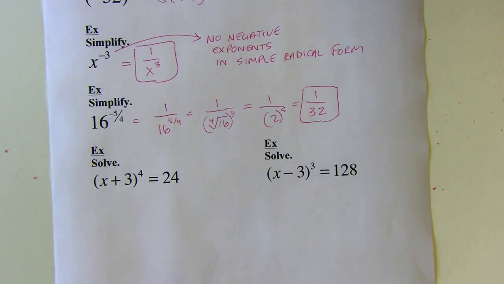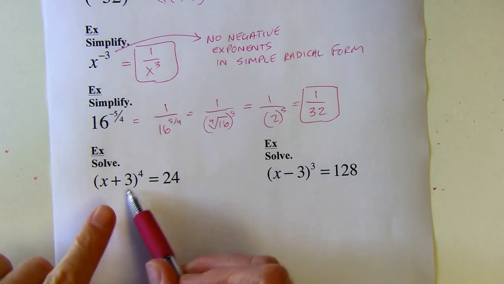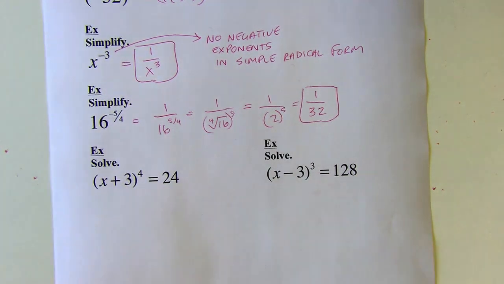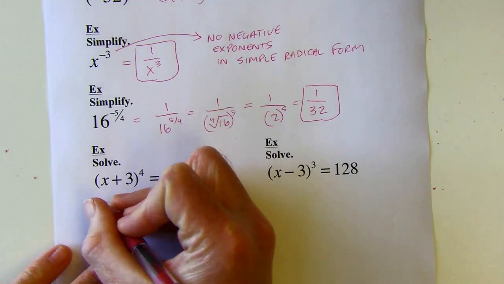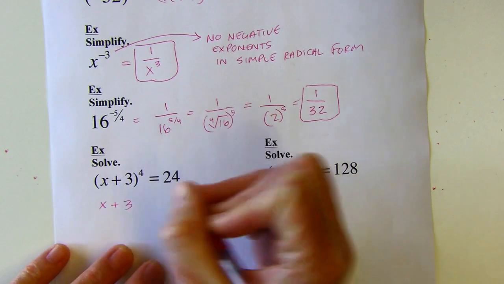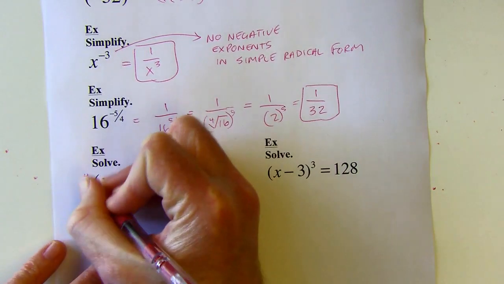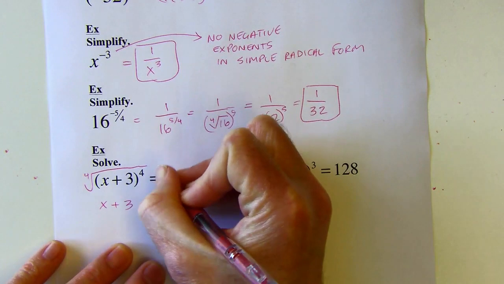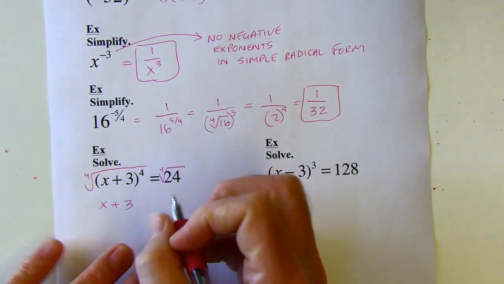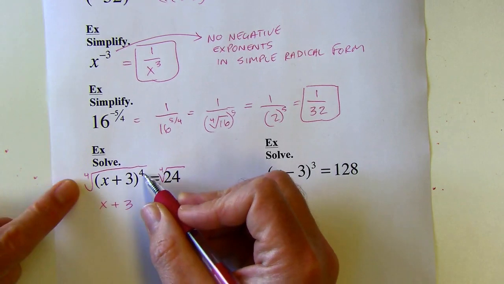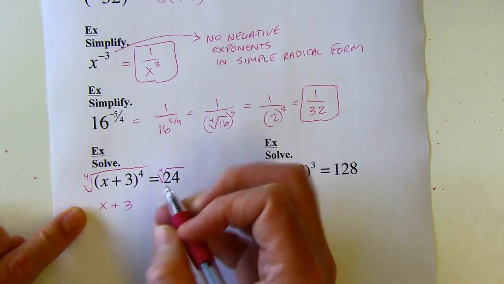All right, next up, we're going to solve some equations. So if this were squared, I want to take the square root of both sides to get rid of the exponent. So instead of doing that, I'm going to take the 4th root of both sides. Here, so let me write it like this first. Okay, so x plus 3 to the 4th, the 4th root of that is just going to be x plus 3, right?